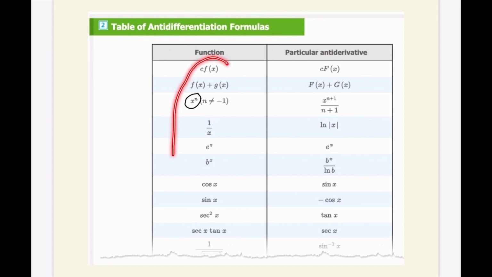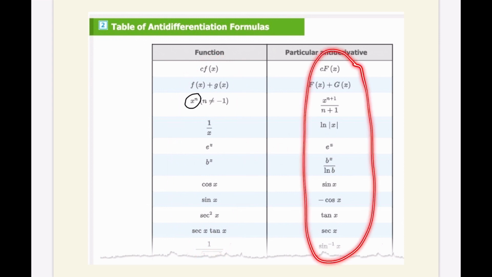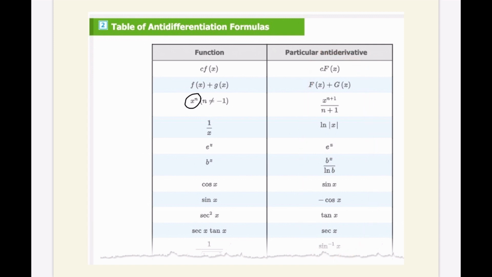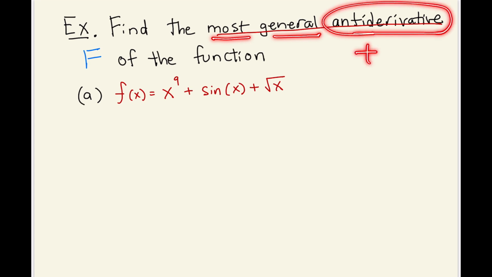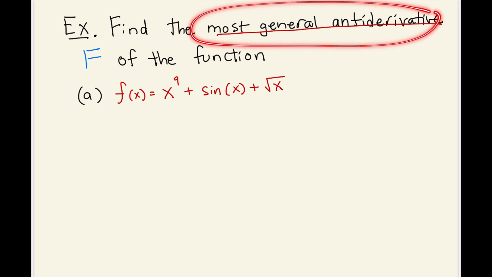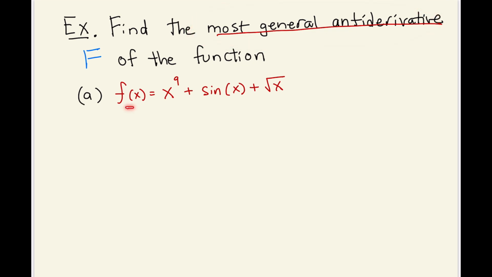So if you're looking for the antiderivative of a basic function, you could just use these basic formulas, which are basically just undoing the differentiation formulas that we had before. Okay, so let's do a quick example. We are going to look for the most general antiderivative. And remember, that's the antiderivative with the plus c. We want the family of all functions such that if we differentiate them, we get this guy.